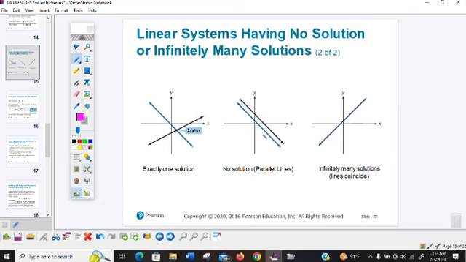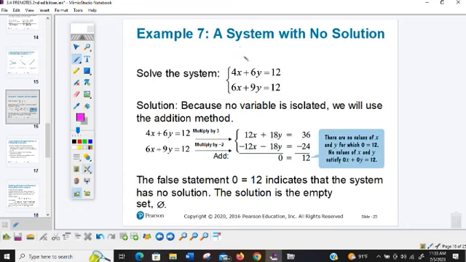Here's an example of that. This is what we've had so far, two lines that had one solution where they crossed. But if the two lines are parallel, they have no solutions. A lot of times we'll draw a circle with a line through it to show they have no solution. If it ends up they are the same line, they have infinite solutions. They coincide.